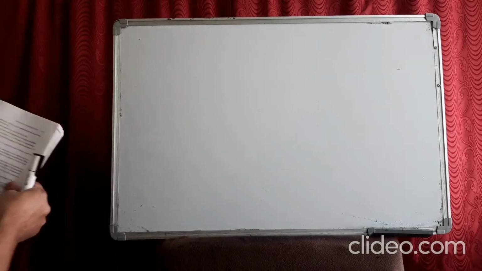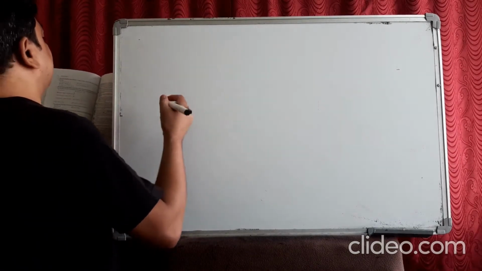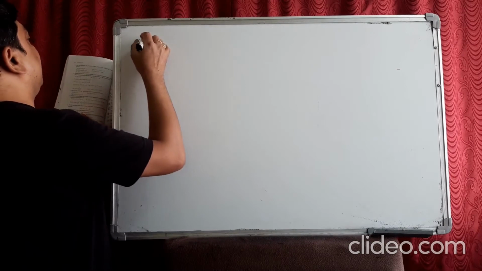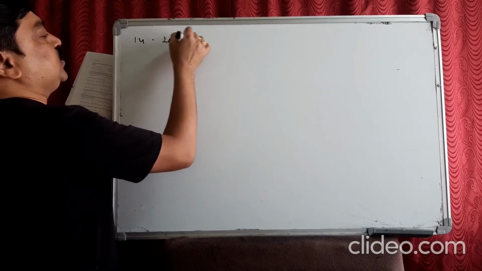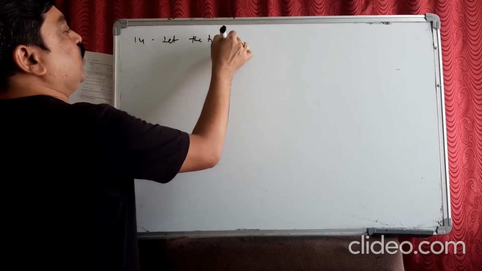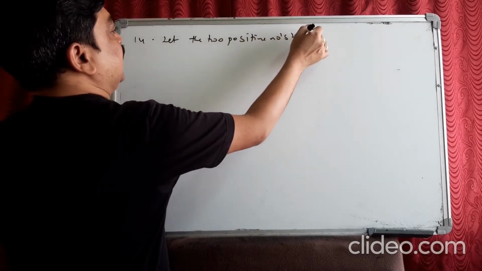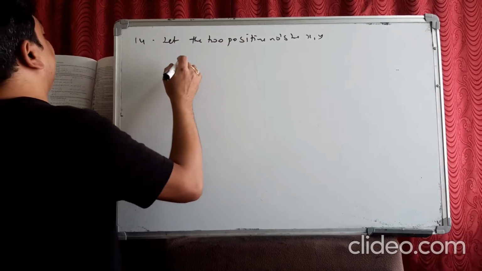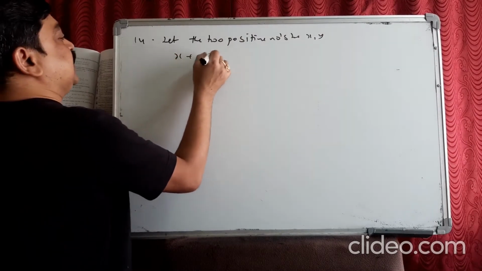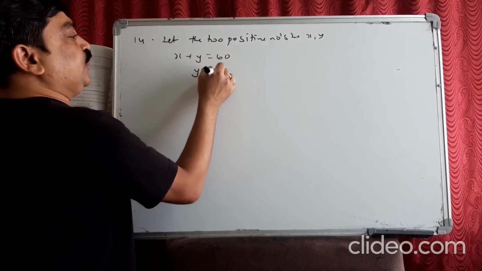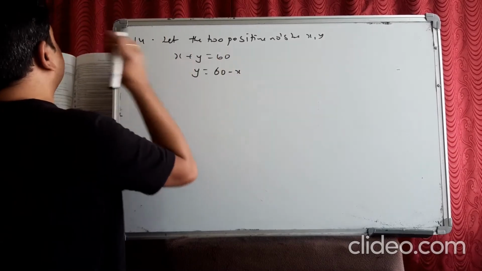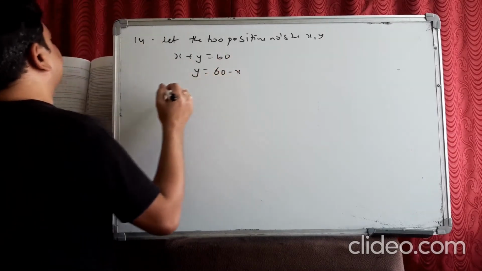See the next question, 14th one. Let the two positive numbers be x, y such that x plus y is 60. Same process we do. y is 60 minus x, and x y cube is minimum.